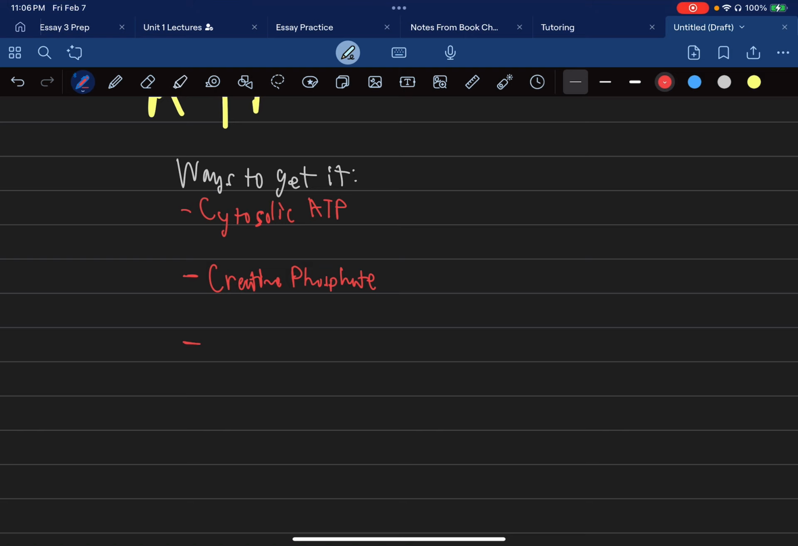Another way that we can get more ATP for more contractions is glycolysis. Now, glycolysis is anaerobic respiration. And what anaerobic means is without oxygen. So glycolysis is the breakdown of glucose within the cell, and it creates ATP. And so that extra ATP that we get from glucose is going to give us another 30 seconds to a minute of contractions.